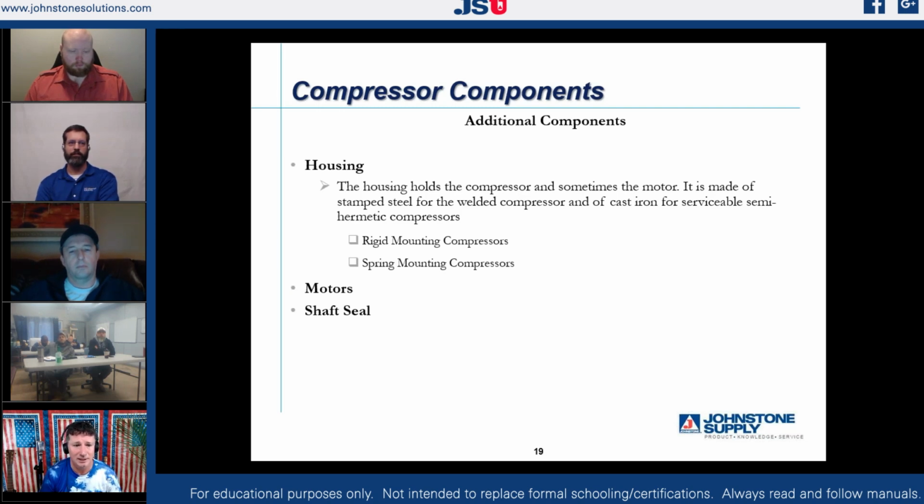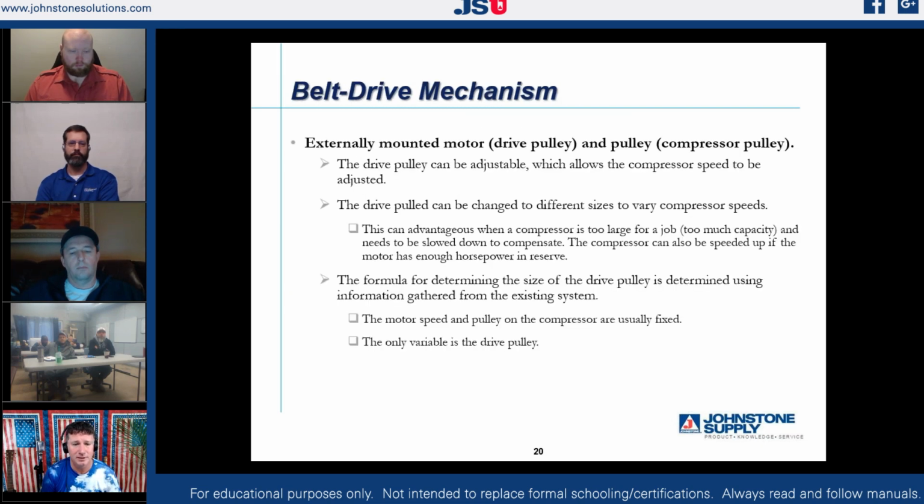And then we'll have a housing, and we'll have our internal motor, and if it's an open drive, then we have a separate seal on that thing, our shaft seal. So if we look at the belt drive on an open drive system, the drive pulley can be adjustable, which allows the compressor speed to be adjusted. If we look at a reciprocating compressor, when my motor is running, I'm applying voltage to my motor, I have that motor connected directly to a crankshaft, and it's going to turn whatever RPM my motor is running, right? Well, with those open drive compressors, we could actually change the capacity of our compressor based on the drive ratio.